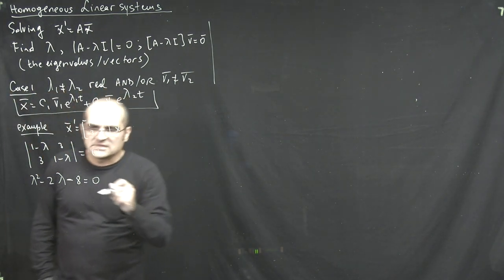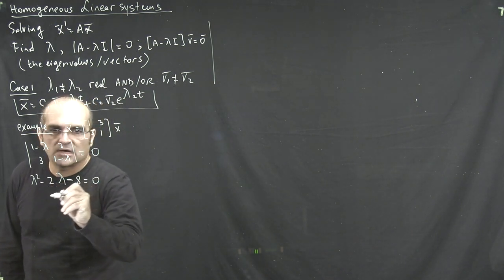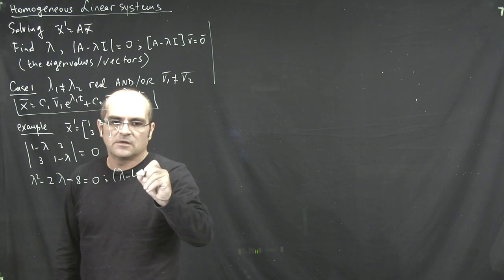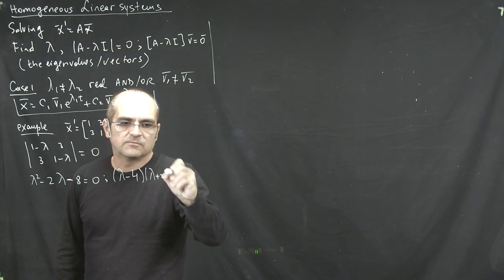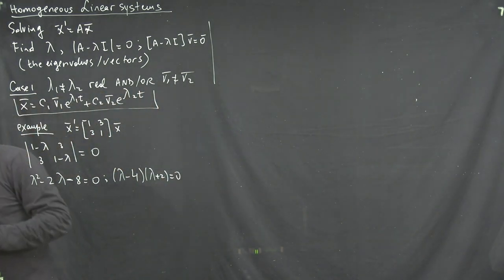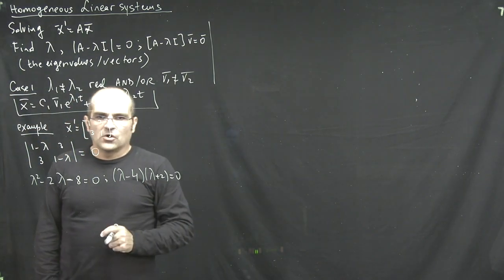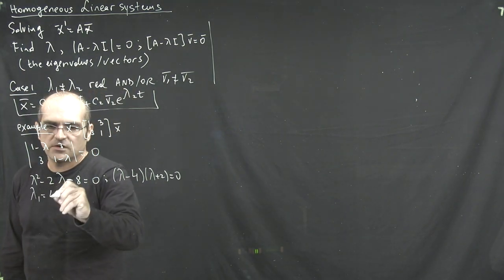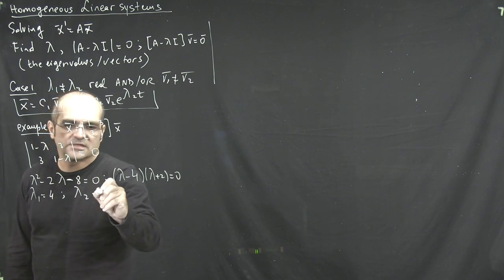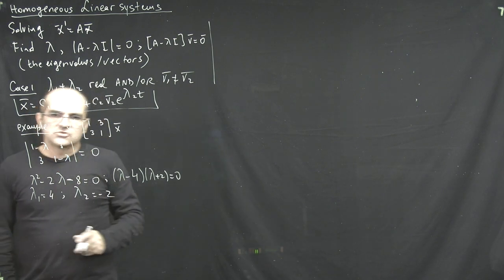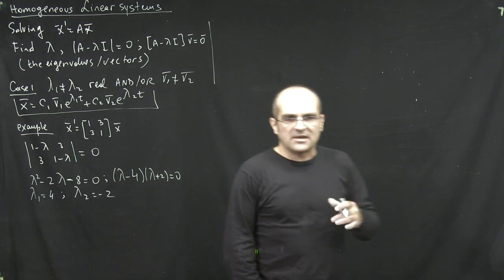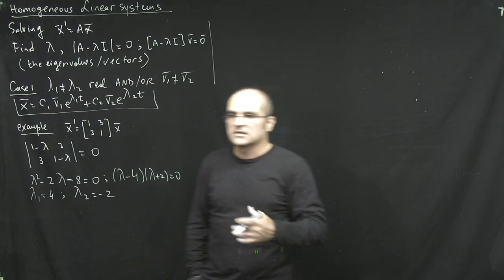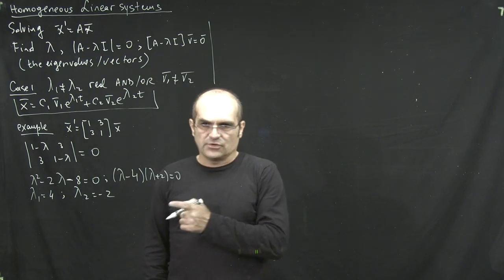This also factors nicely into lambda minus 4, lambda plus 2 equals 0. If you set each equal to 0, you get lambda 1 equals 4, the first eigenvalue, and then the second eigenvalue, minus 2. When you look at the formula sheet, keep in mind that this is what indicates the case you are in, because there are 3 cases in total, depending on the types of roots you have for lambda.